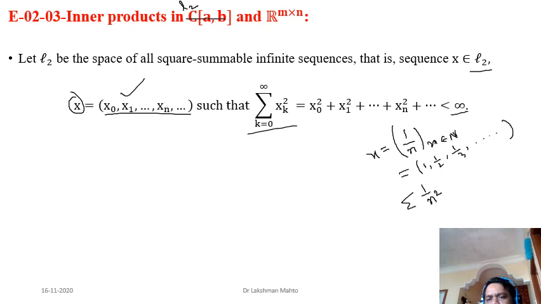And what is the convergence of this sequence? This sequence is always convergent. You can talk about convergence of the sequence from your calculus class. So this series, 1 by n square, is always convergent. So it means this sequence 1 by n is in L2.